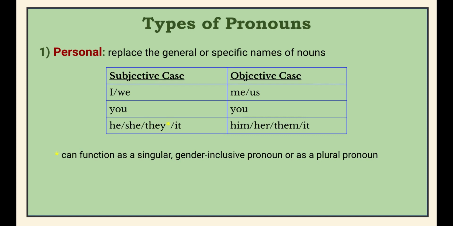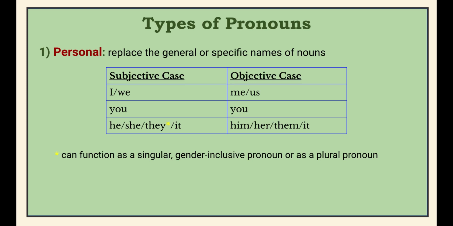Here is the list of personal pronouns, which are divided by their functions. The pronouns on the left, I, we, you, he, she, they, and it, serve as subjects and predicate nominatives in sentences. The pronouns on the right, me, us, you, him, her, them, and it, function as objects in sentences, such as direct object, indirect object, and object of the preposition. These differences in function are called case.